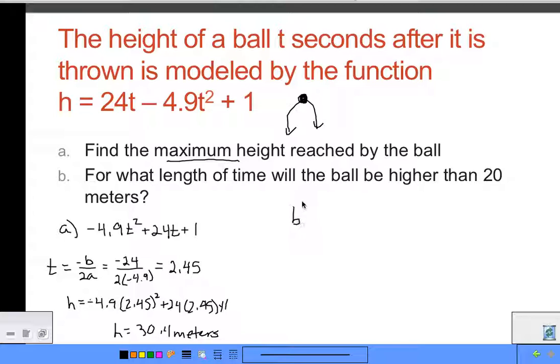Now the second one here: for what length of time will the ball be higher than 20 meters? So when we think about this parabola here, if here's our height of 20, it's going to be above the 20 meters right here. So we'll set it equal to 20. So 20 equals negative 4.9t squared plus 24t plus 1. I said 24 earlier, but that should say 20.